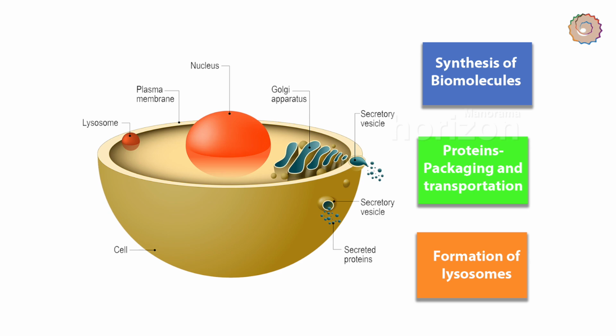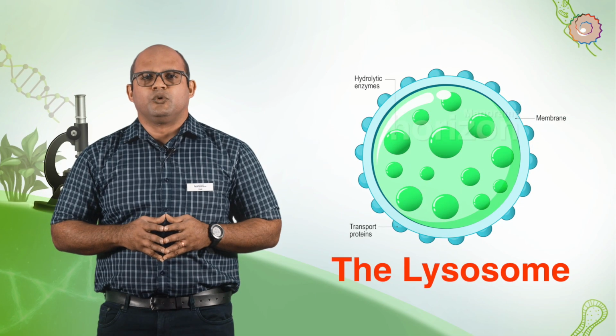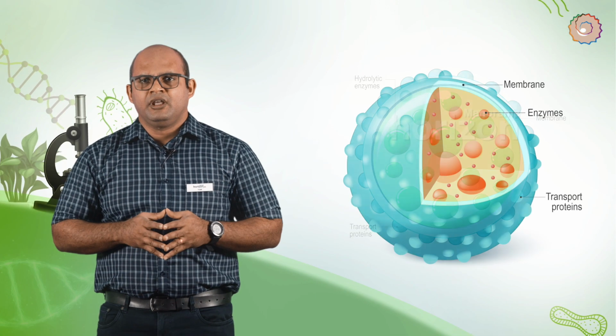For example, the Golgi apparatus can form complex sugars out of simple ones, and is also involved in the formation of another organelle called the lysosome. So, what is a lysosome?